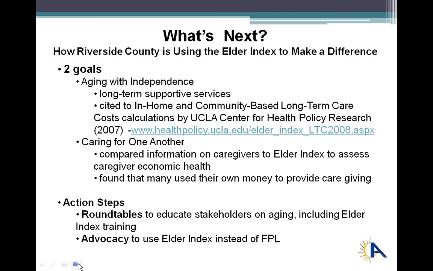And in terms of action steps, Riverside County has been very active in outreach and education around the Elder Index and the need to acknowledge elder economic security as a goal. And they have hosted roundtables where they educated stakeholders on aging, including an Elder Index training that's been done. And they've also been active in the advocacy efforts around using the Elder Index instead of the FPL, including the advocacy efforts around getting AB 138 signed into law.